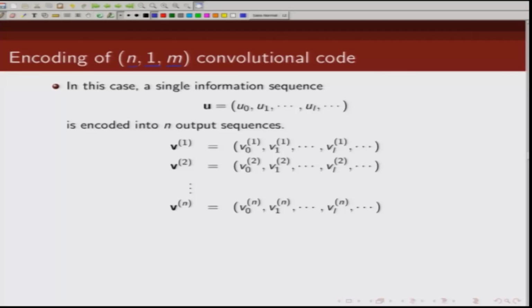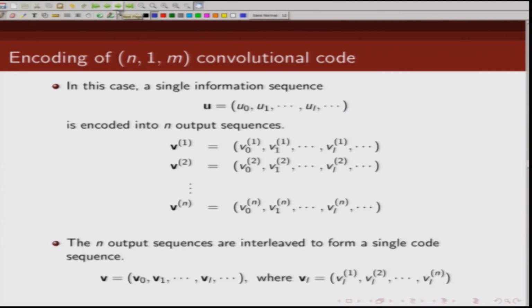Let us take our input, which we denote by u, to be u_0, u_1, u_2, ..., u_(l-1). Since it is a rate 1 by n convolutional code, corresponding to one input we are going to get n outputs, and we denote these n outputs by v^(1), v^(2), v^(3), ..., v^(n), where each of these v^(i)'s can be written like this.